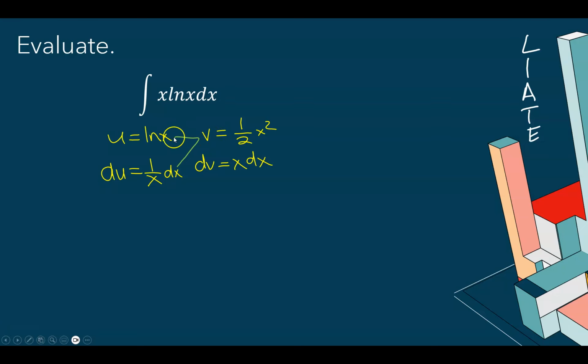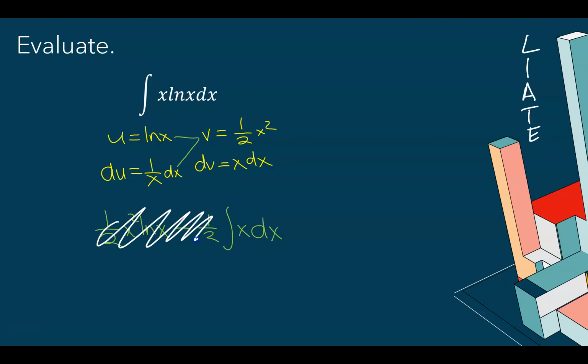So across the top of that 7, 1/2 x squared times natural log of x is our first term, minus the integral of 1/2 x squared times 1 over x dx. But x squared over x, one of those x's divides out. So we get a pretty easy integral of x.